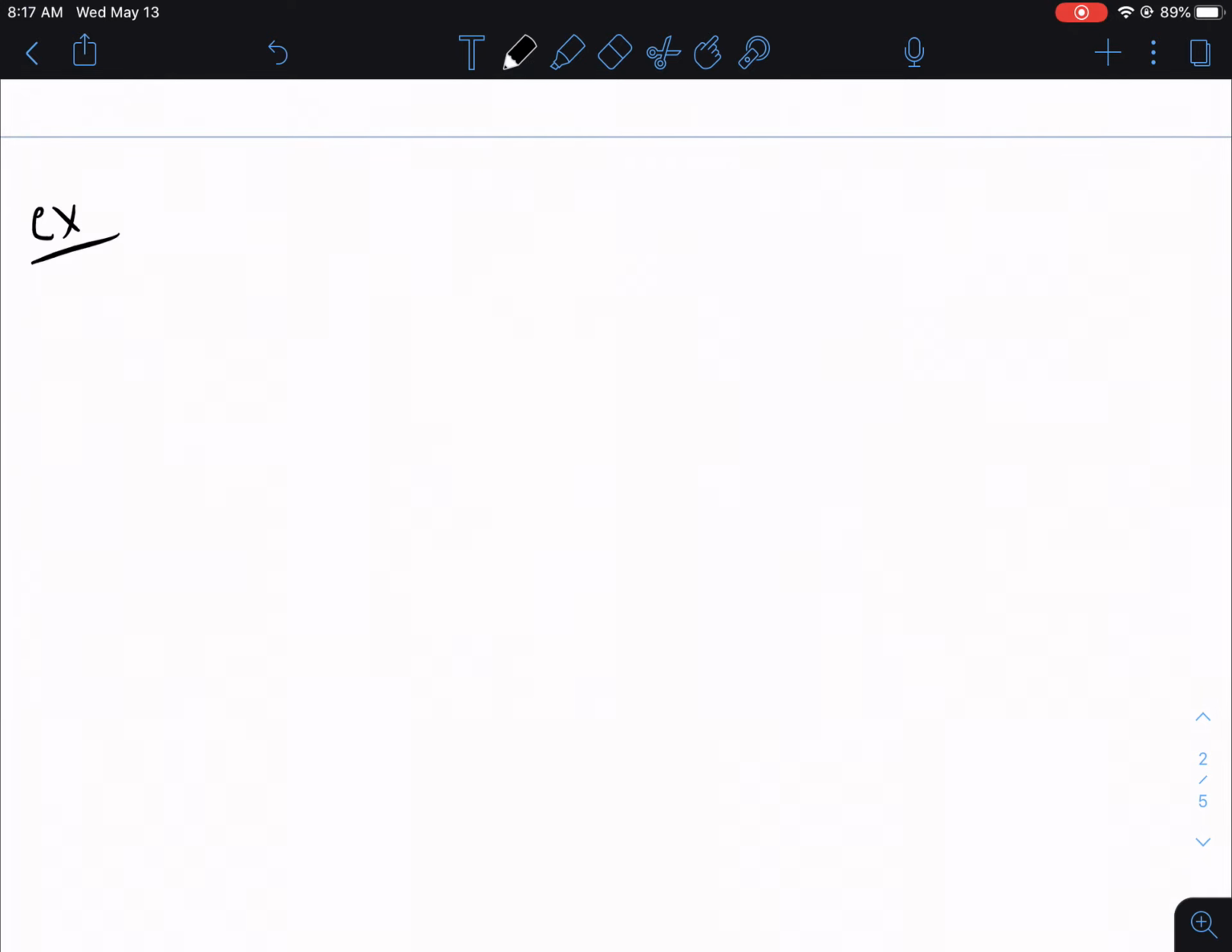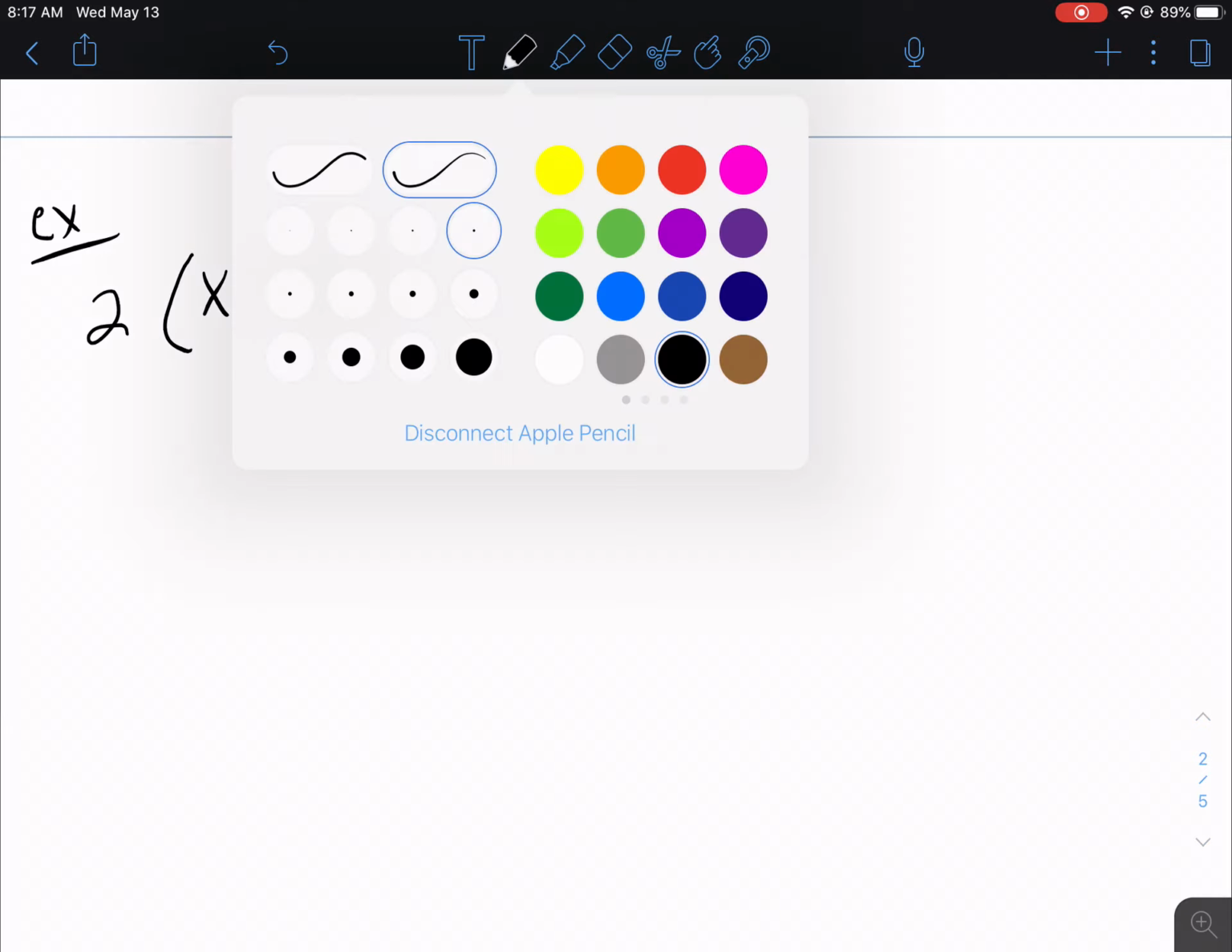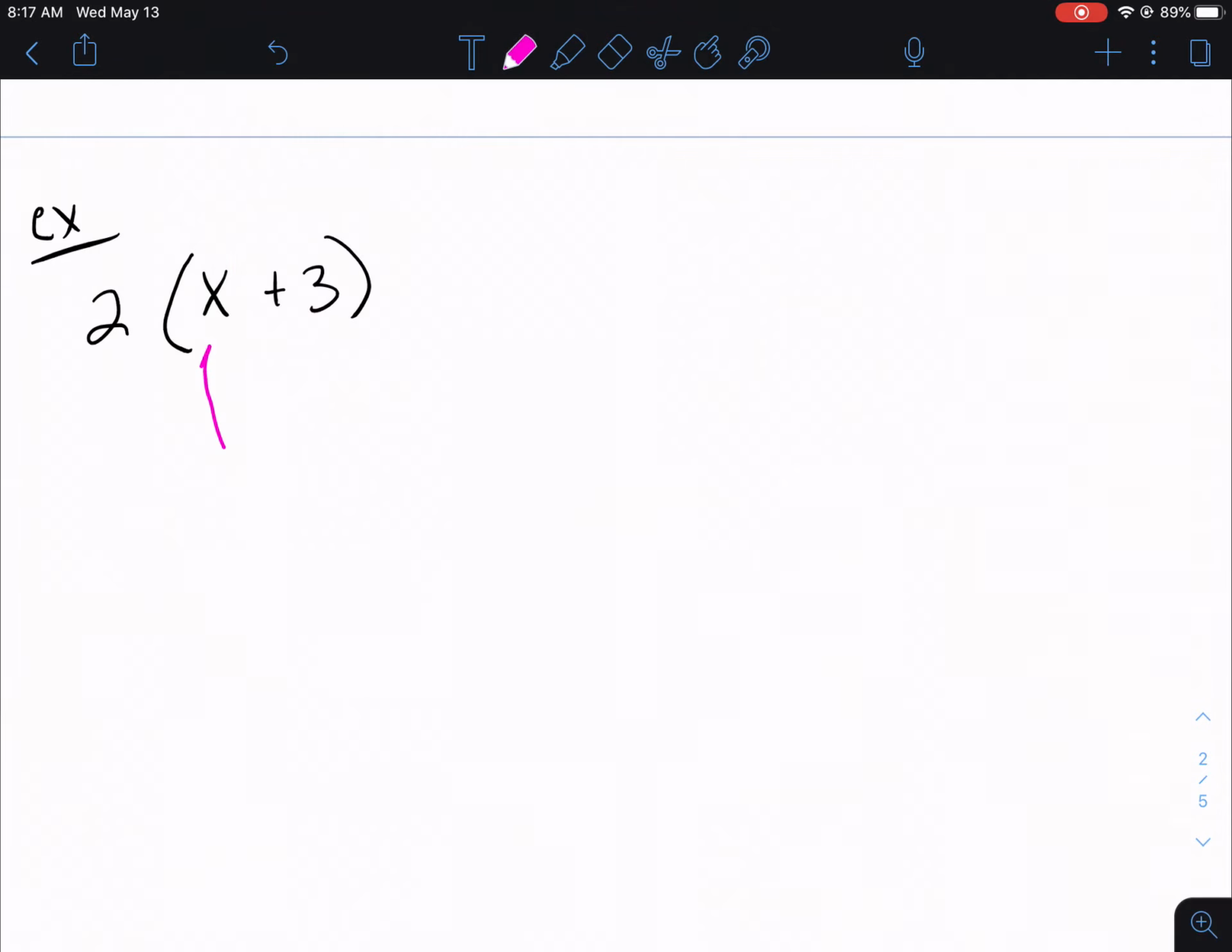Another new thing this week is I have 2 parentheses x plus 3. This x, remember, it is a variable. A variable is a number. La X es un variable. Se recuerdan que un variable es un número. So la X es un número que no sabemos qué es. We don't know what number X is.